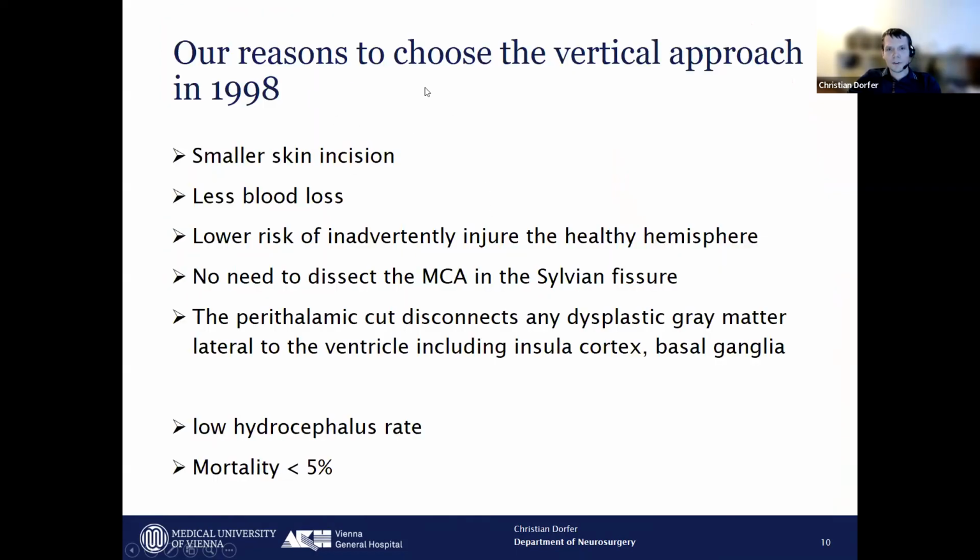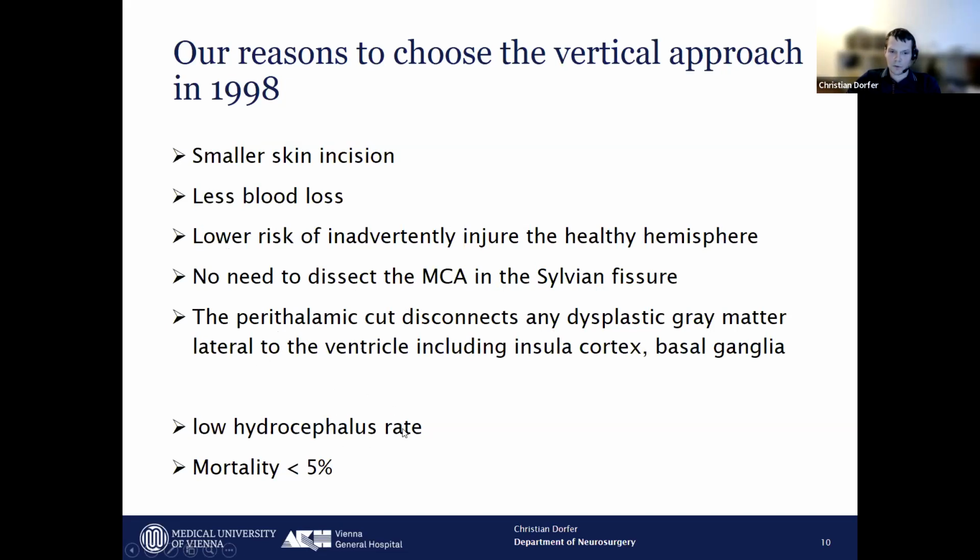So what were the reasons for my mentor, Thomas Czech, in 1998 to choose the vertical approach instead of the lateral approach? It was the smaller skin incision, less blood loss, perceived less blood loss, a lower risk of inadvertently injuring the healthy hemisphere. It just seemed more obvious, if you have two hemispheres that are connected horizontally, to come from above, vertical, to the fibers you want to disconnect instead of parallel to them. You don't need to dissect the MCA in a Sylvian fissure, and the perithalamic cut disconnects any dysplastic gray matter lateral to the ventricle, including the insular cortex and the basal ganglia.